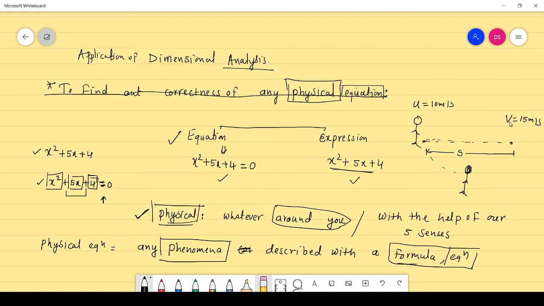So how do we connect these particular terms? There is a physical equation, a kinematic equation: v square minus u square is equal to 2 into a into s. This is nothing but a kinematic equation, the third kinematic equation.